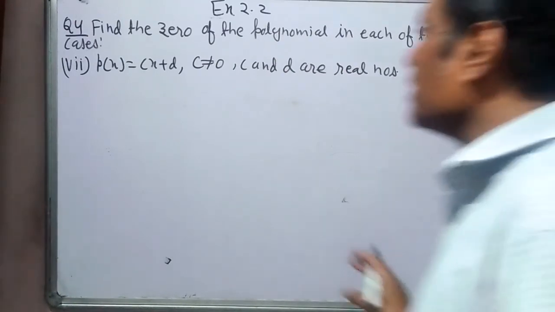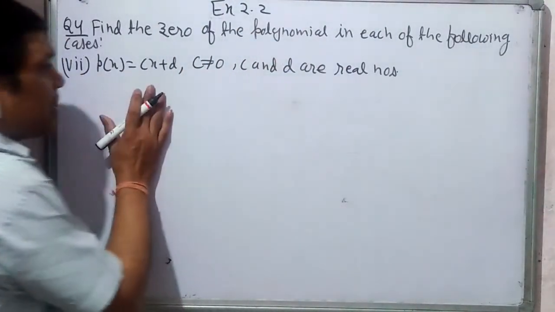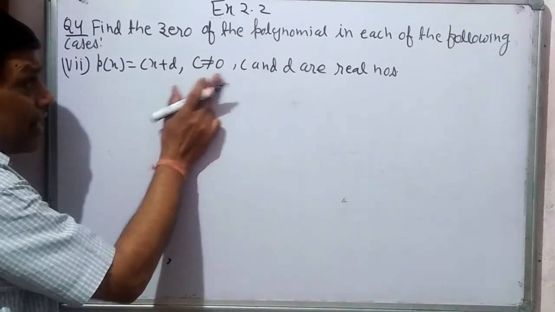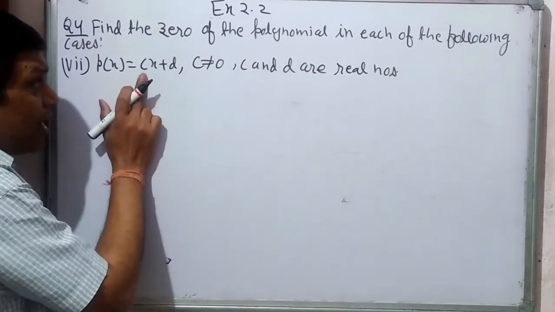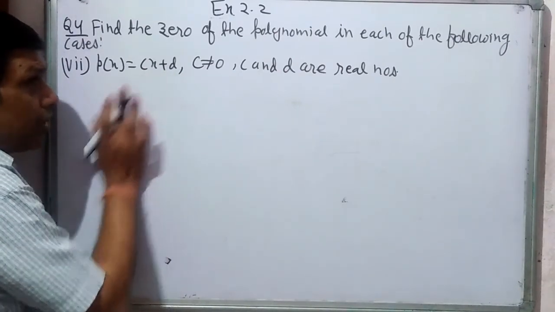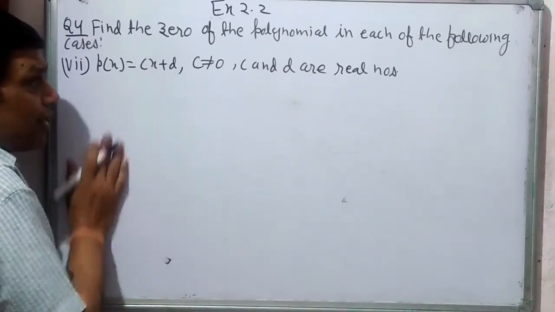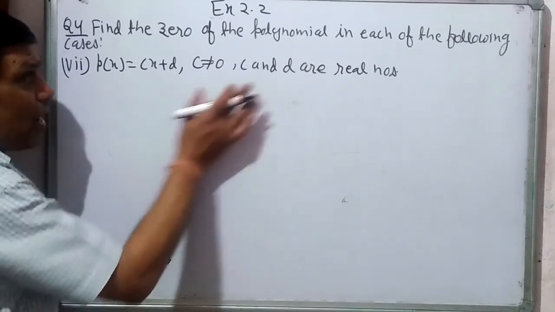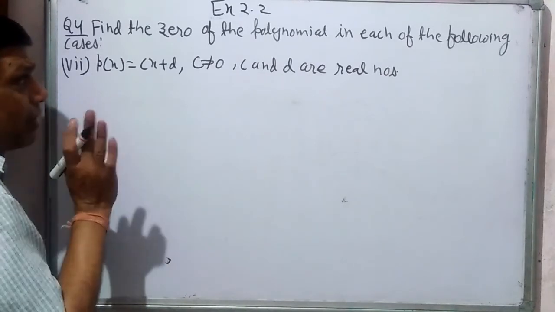Now in the seventh part, we have got p(x) as cx plus d. C here is denied to be 0. Why? Because if c had been 0, it would have remained as d only, which is a constant term. So it was independent of x, right? And we cannot find its 0. And c and d are given to be real numbers.